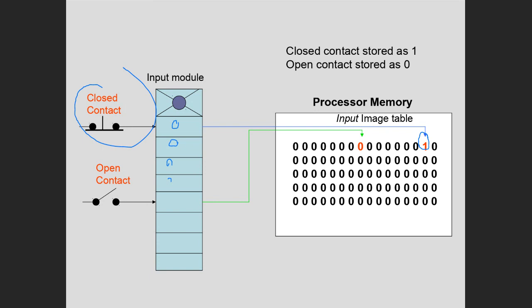Now here I have this open switch. This green line shows it's mapped to this bit position. You map it using the address, but notice that this switch is open. The contact is open. So in the bit position mapped to this switch, there's going to be a 0 stored there.